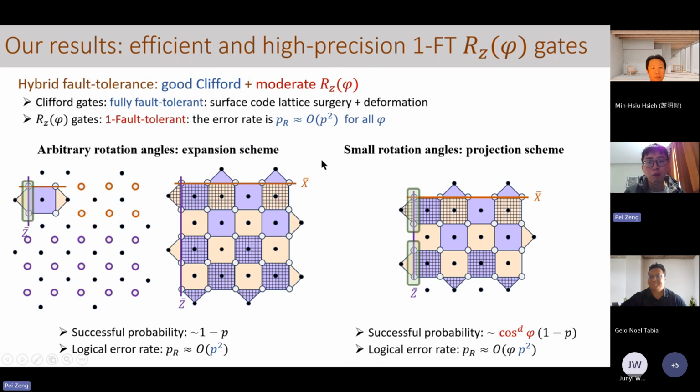Okay, so I will move on. The focus of our work is to try to design a moderate, high-precision rotation gate, one fault-tolerant zero rotation gate. I will tell you how to design this kind of rotation gate without any T gate compiling and magic state distillation. Okay.